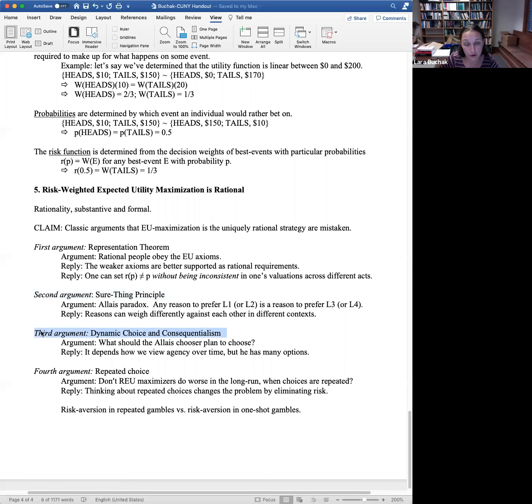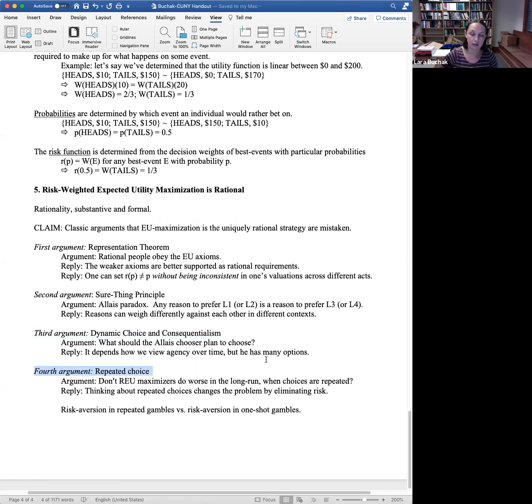Finally, or third, there's this argument that over time, the risk-weighted expected utility maximizer is going to make plans but fail to carry them out. The reply is, well, no, he's not going to do that. And in fact, there are several strategies he could adopt that are all consistent with having agency over time.